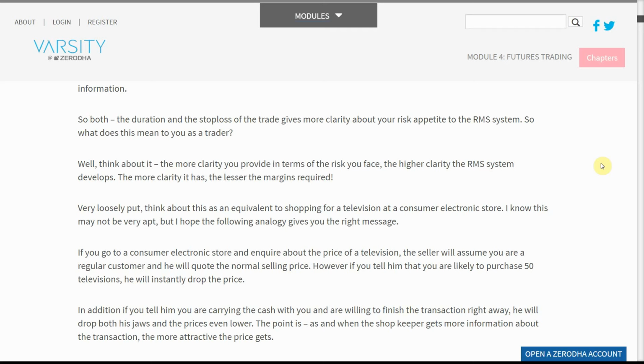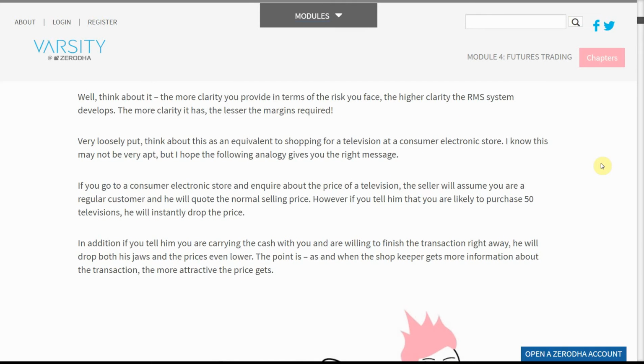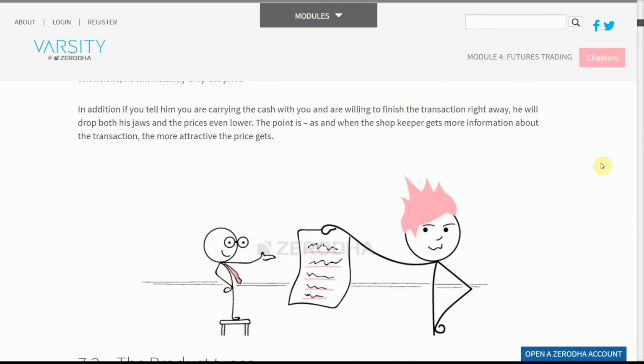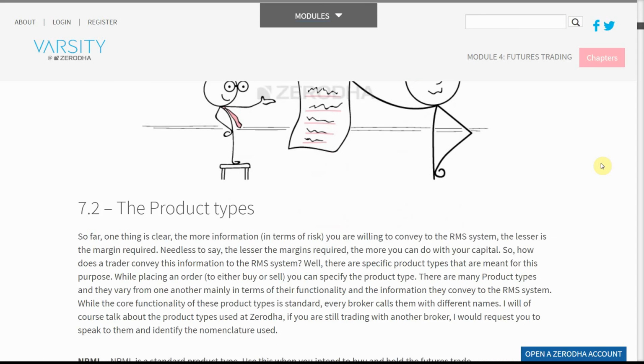However, if you tell him that you are likely to purchase 50 televisions, he will instantly drop the price. In addition, if you tell him you are carrying the cash with you and are willing to finish the transaction right away, he will drop both his jaws and the price is even lower. The point is, as and when the shopkeeper gets more information about the transaction, the more attractive the price gets.